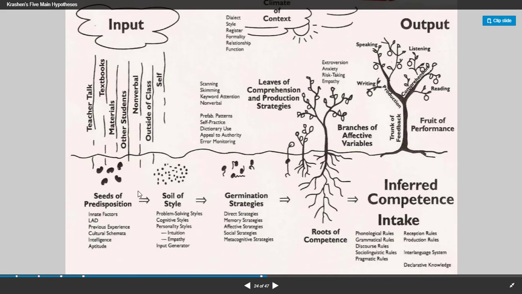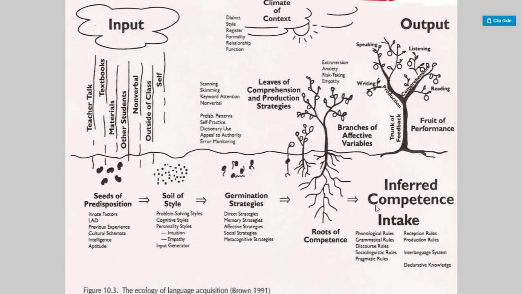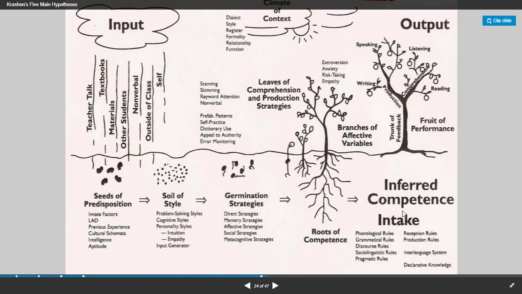As the seeds need to germinate, we have direct strategies, memory strategies, affective strategies, social strategies, and metacognitive strategies. Now we're going to create the root of competences. And these root of competences are going to let us know the following ideas. So that is going to be the inferred competence. So the intake, what you get, right? So the phonological rules, so you're going to learn that.